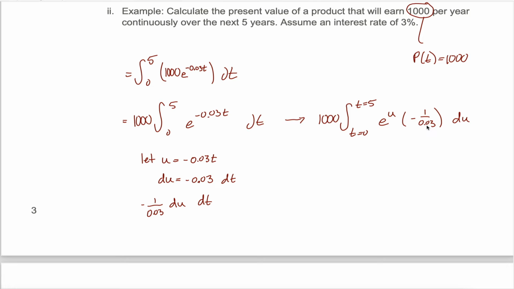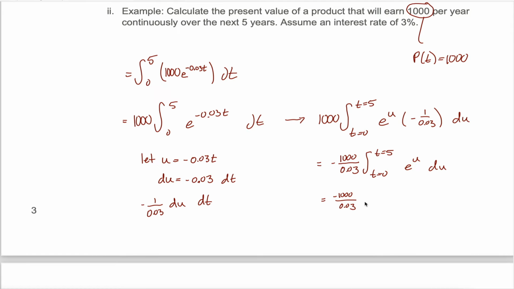The negative 1 over 0.03 is just a constant, so I can pull it out in front of the integral, and I get negative 1,000 divided by 0.03 times the integral of t equals 0 to t equals 5 of e to the u du. Great news about the integral of e to the u du: the antiderivative of e to the u is just e to the u.